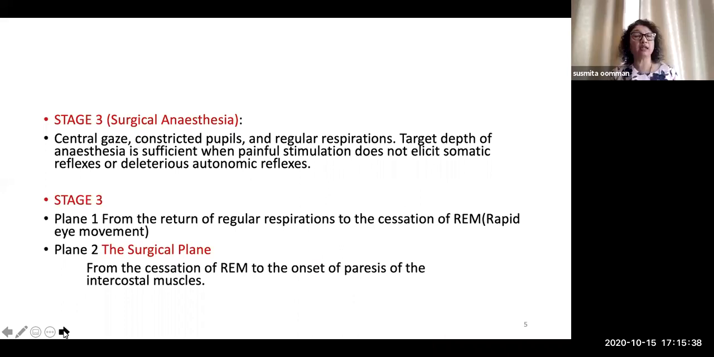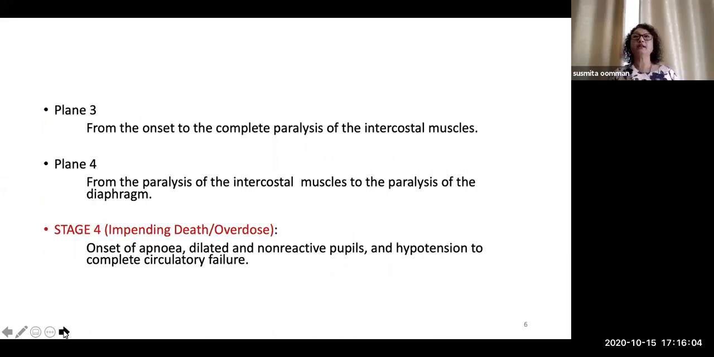Now this stage can be divided into four planes. The first plane is when the respirations are regular till the cessation point. Plane two is from when the movement in the eye has settled to the onset of paresis of your intercostal muscles, that is your chest wall. The third plane is when the chest wall muscles are completely paralyzed. And plane four is when, after the intercostal muscles, the next and final muscle to go is the diaphragm. So any effort of breathing from your patient is no longer there.